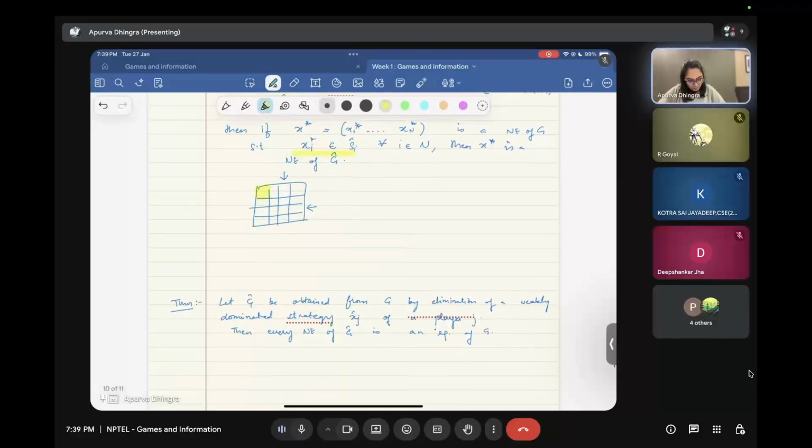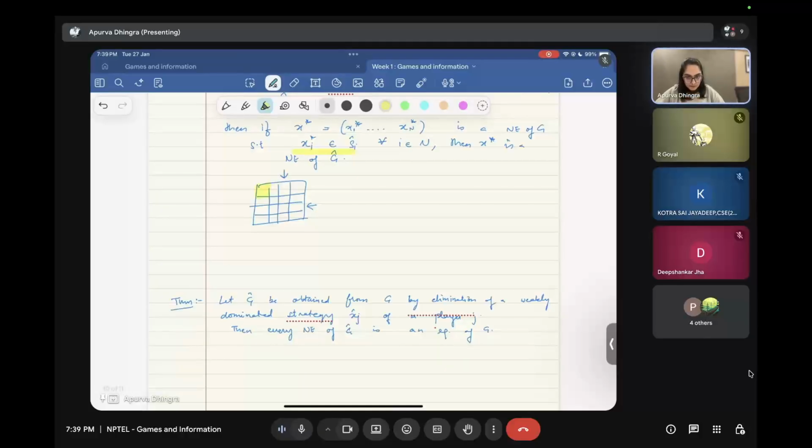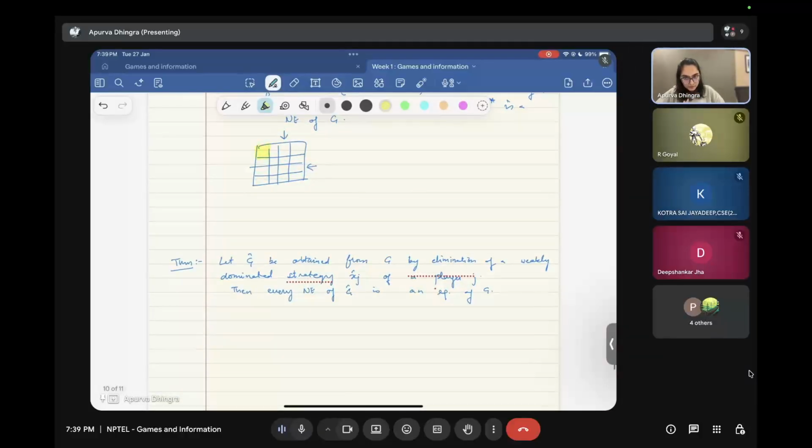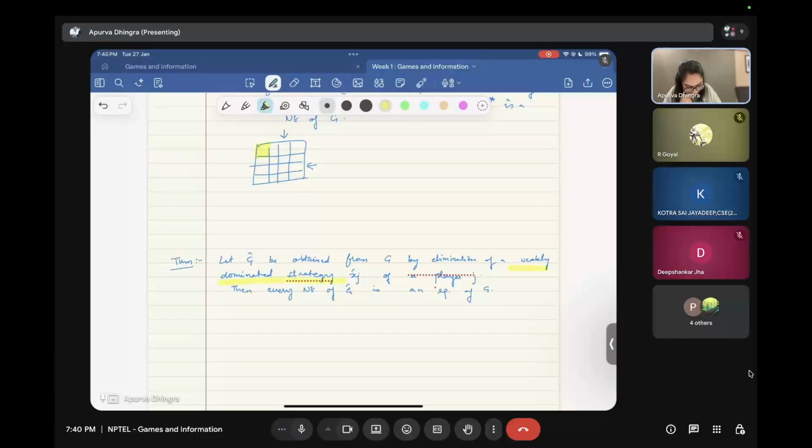Okay, so now let's go to the next theorem. The next theorem is related to the process of elimination, so which particular process are we referring to? This is saying, let's say there is a G hat which is obtained from G by elimination of weakly dominated strategy. So this is the key point here. Then everything that is a Nash equilibria in the reduced game will be an equilibria in the bigger game.